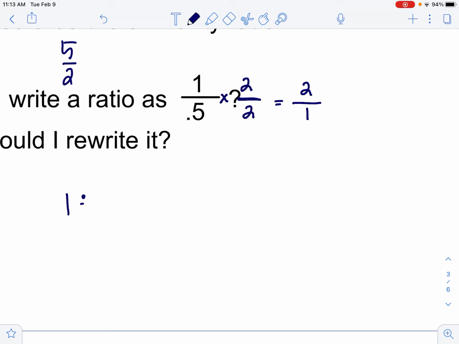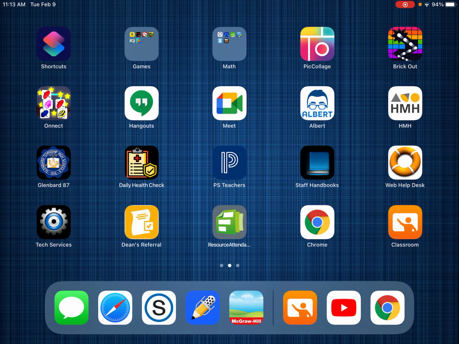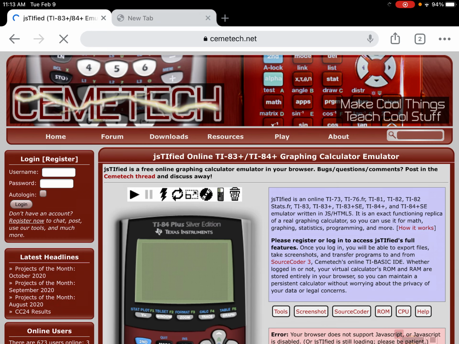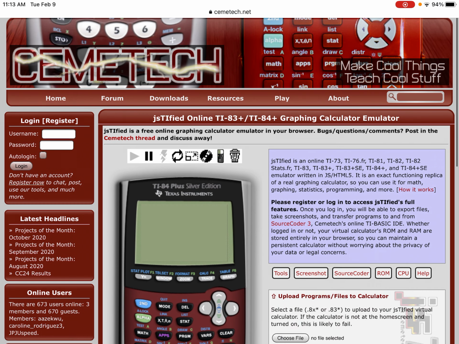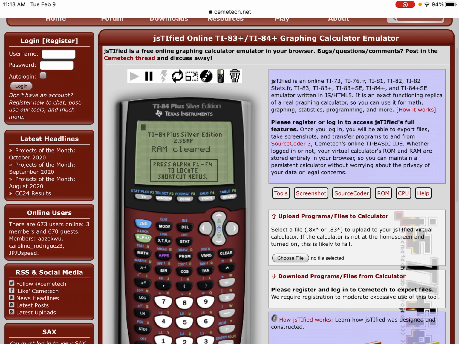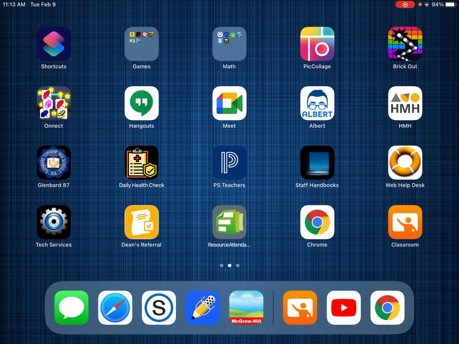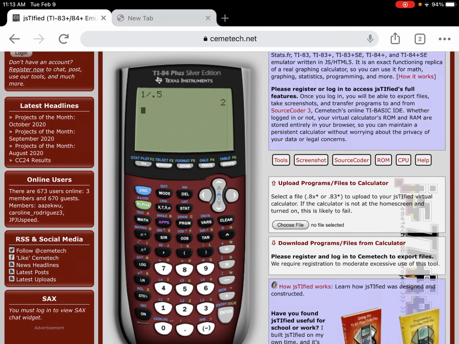Okay? Now, if you did not know what that was, you could always put 1 divided by 0.5 in your calculator. Let me go ahead and do that. Let it warm up there. Okay, so if I did in my calculator, 1 divided by 0.5, you'll see that it gives you 2. So you could also always check it that way.